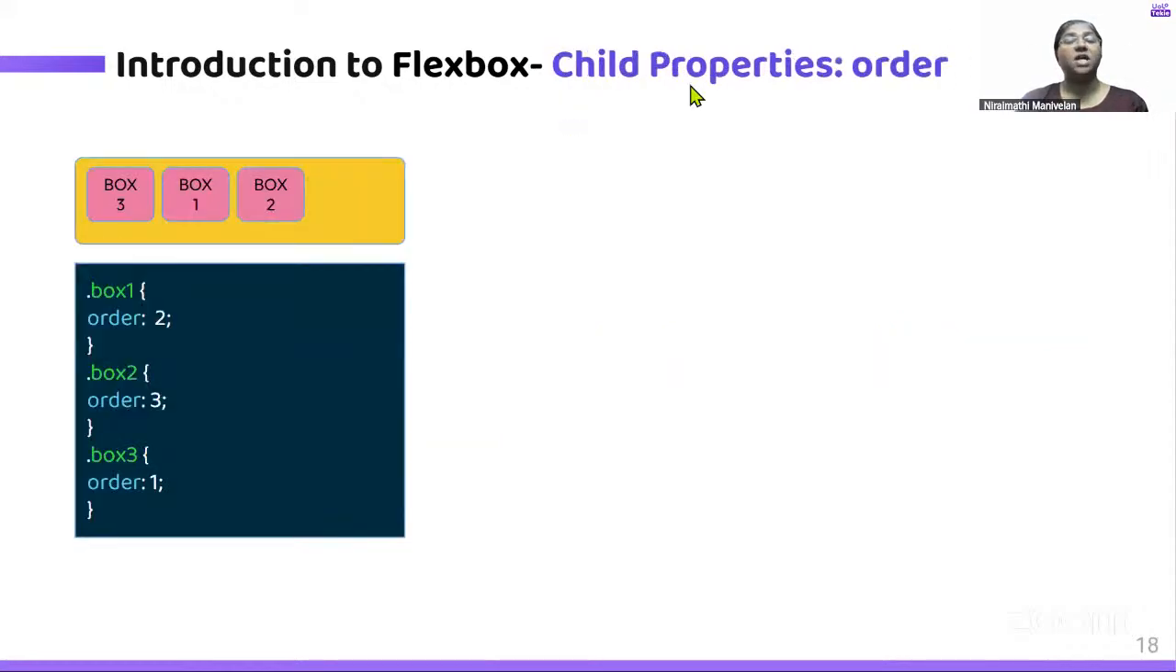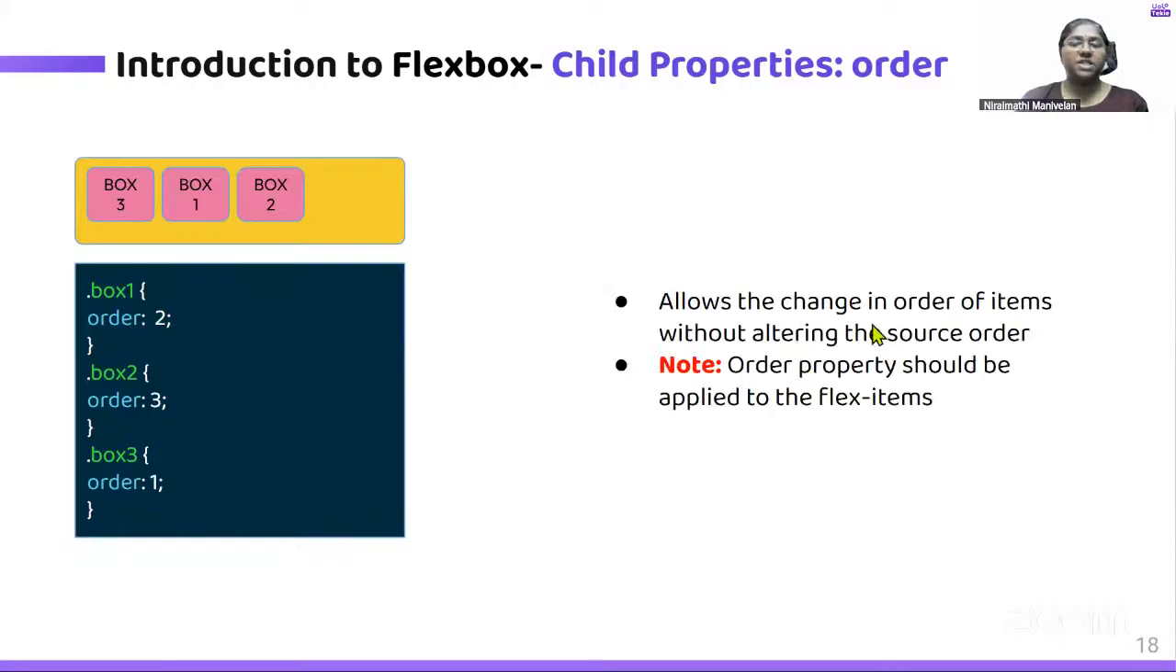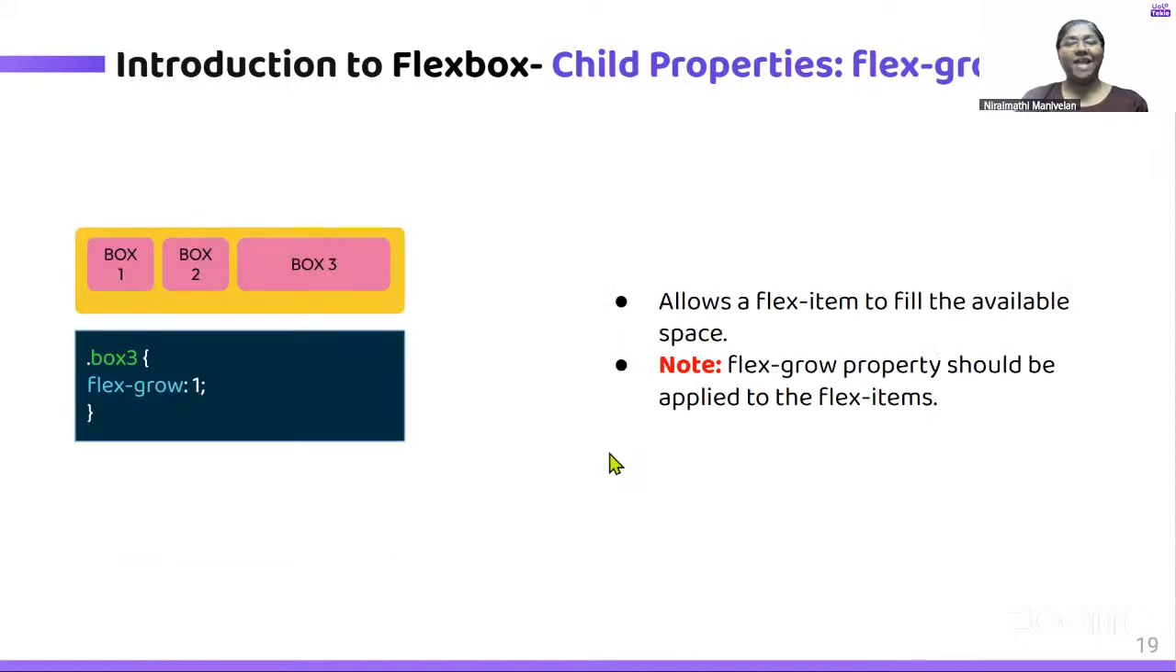Then we have child properties. Inside that, this box 1, box 2, box 3, for these items, child items, what are the properties that we can have? First is the order property. Order means we can allow the changes in the order of items. See here, for box 1, we are giving order 2, box 2, it is order 3. So in that way, it is arranged. So this order property only can be applied to the items, flex items. Then we have flex grow. Grow means it will increase the size.